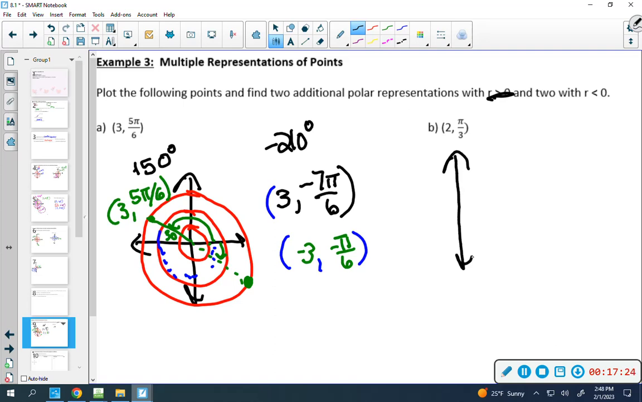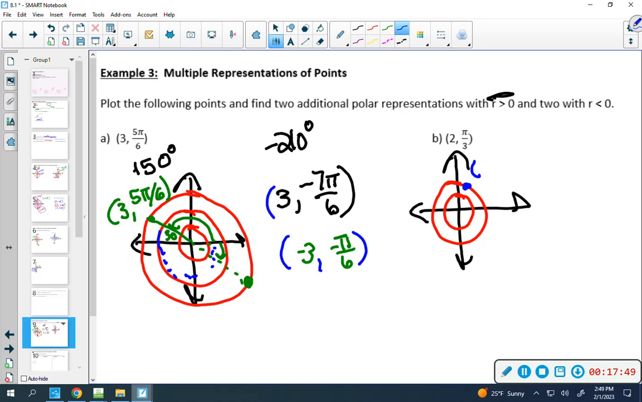Do you prefer, and I don't really care, radians or degrees? Degrees, right? Okay, so 2 for my radius, got it. And we should just know what pi over 3 is in degrees. 60. So I'm trying to estimate 60 degrees here. That looks pretty good. Okay, so we need some other points for that. Maybe.